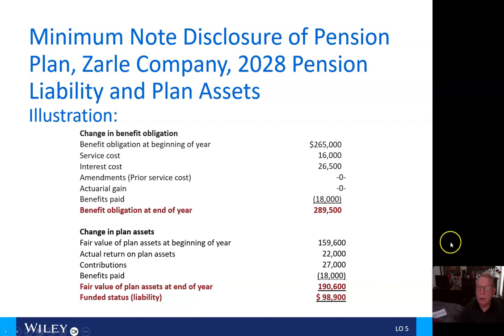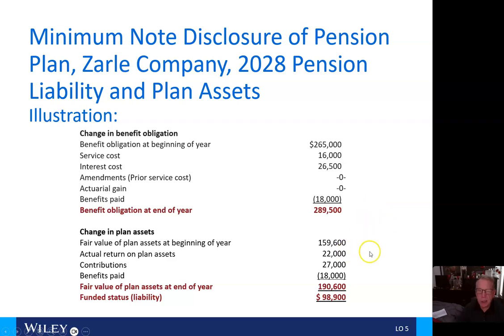All right, so now we have a change in benefit obligation shown here. We start with the beginning benefit obligation. We add the service cost. We add the interest expense. We didn't have any amendments or prior service cost or actuarial gain. And we paid out some benefits of $18,000. So our benefit obligation at the end of the year was $289,500.